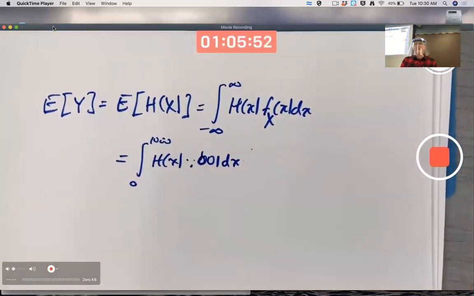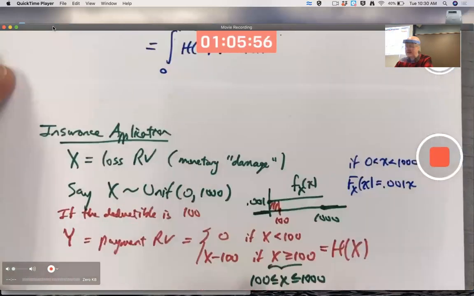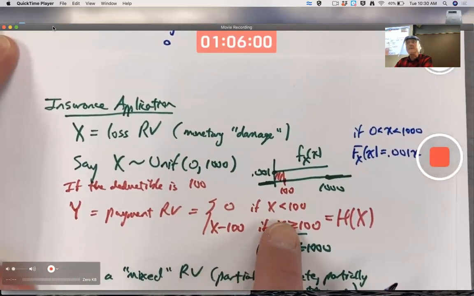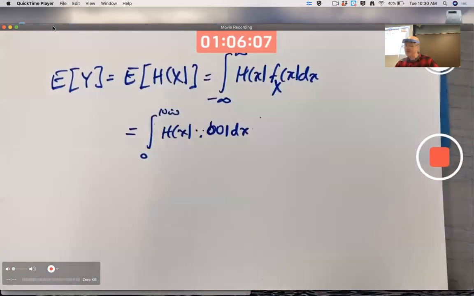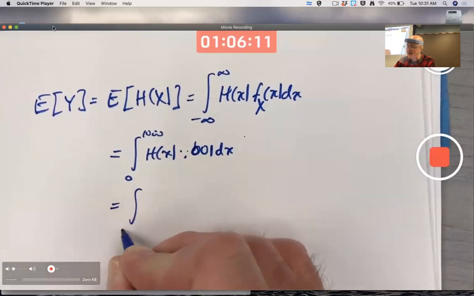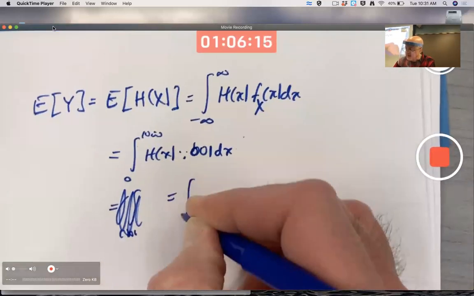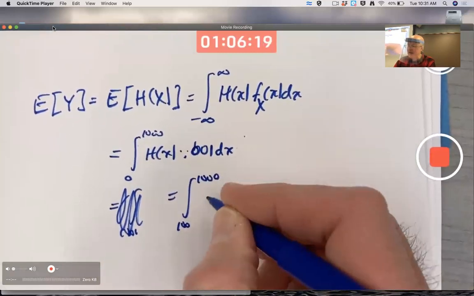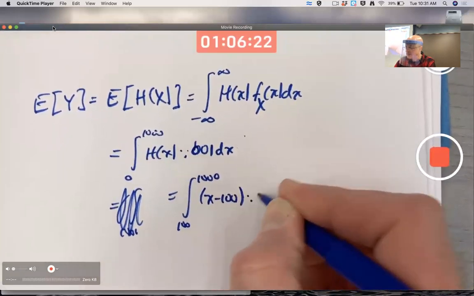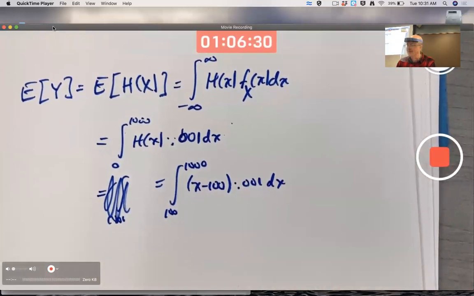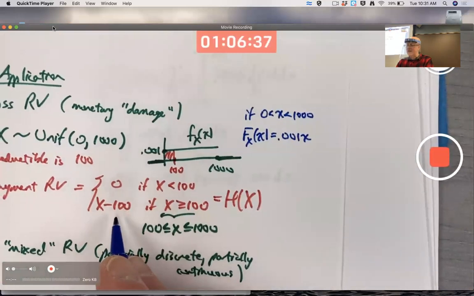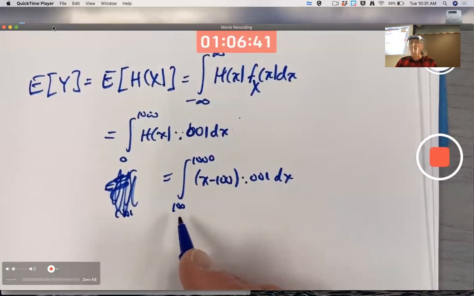But what is h of x again? h of x is this thing, which is 0 up to 100 before it becomes x minus 100. So that means this integral from 0 to 1,000 actually becomes an integral from 100 to 1,000 of x minus 100 times the 0.001. That's the integral to do. The x minus 100 comes from the piecewise formula right there. The fact that I can start the integral at 100 is because h of x equals 0 when x is less than 100. So the integral from 0 to 100 is 0.